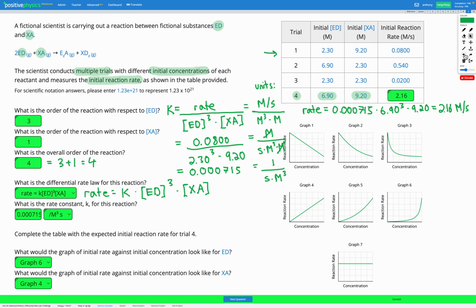We're then using that to figure out what the initial rate would be in a fourth trial. And finally, we're using our order of reaction for each of our reactants to figure out what would the graph of reaction rate against initial concentration look like. So lots of steps there, lots to deal with. Make sure you're confident on the previous skills before attempting this one, since it brings all of those previous skills together.